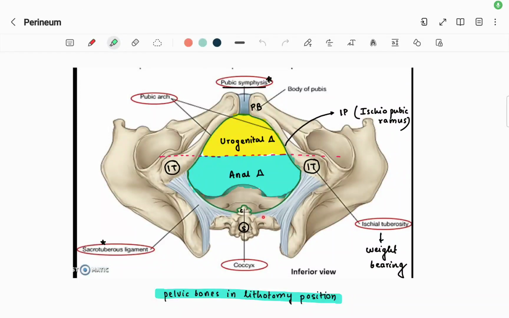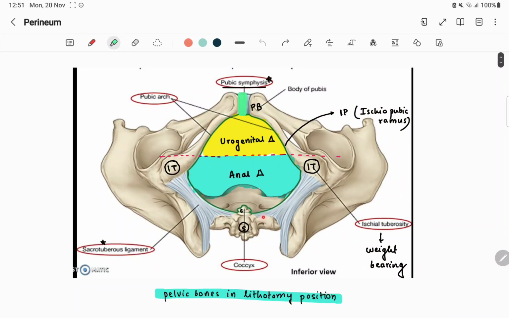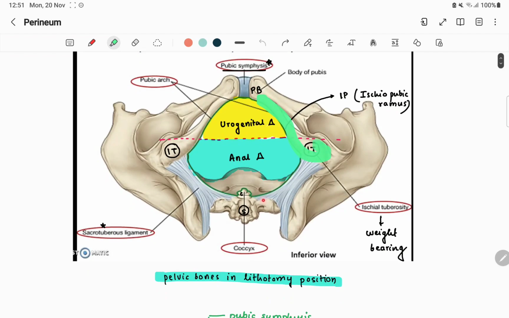So let's start the chapter pelvis. We're starting the chapter pelvis with our perineum. If the patient is lying in the lithotomy position, you know from the general anatomy, then your pubic symphysis is here, and these are your ischial tuberosities, body of pubis.